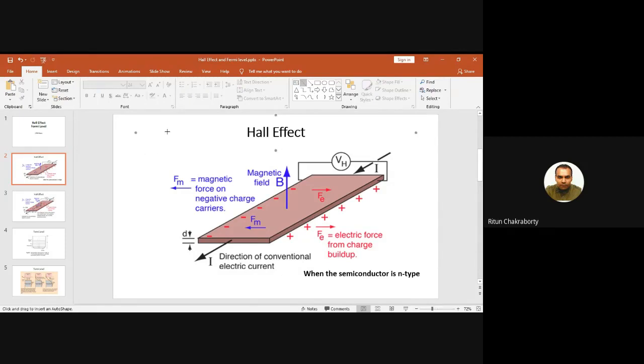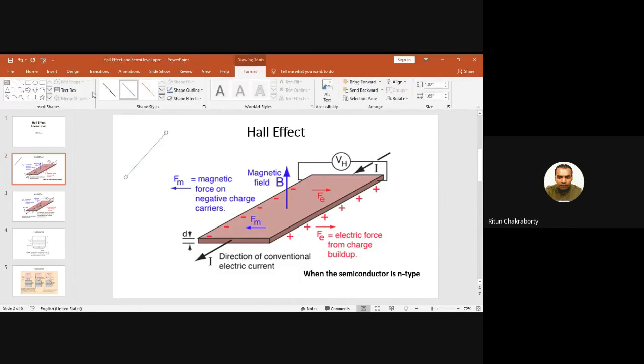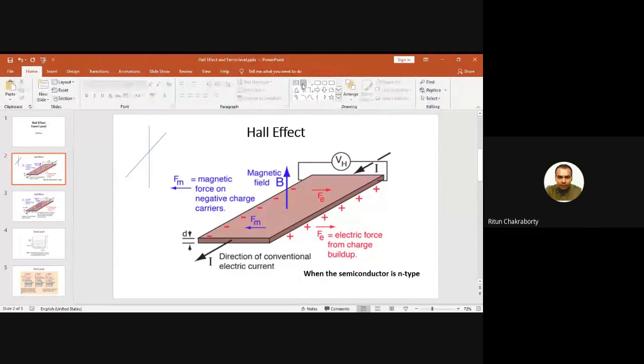If you draw the current, maybe the current is directed like this. I'm just drawing with the help of a very simple figure. Then you have a magnetic field, and the magnetic field is pointing upward. Then there is a voltage, something like this, which is developed across the material and perpendicular to both current and magnetic field.